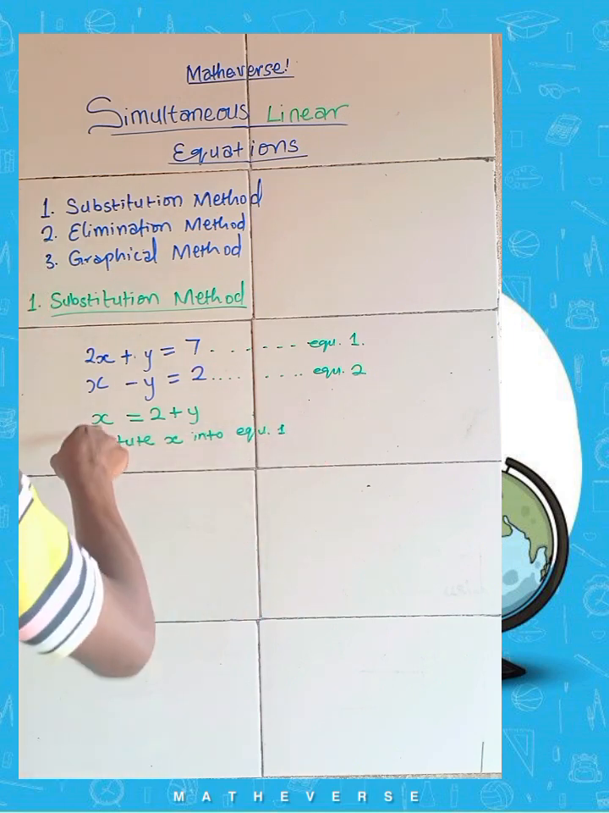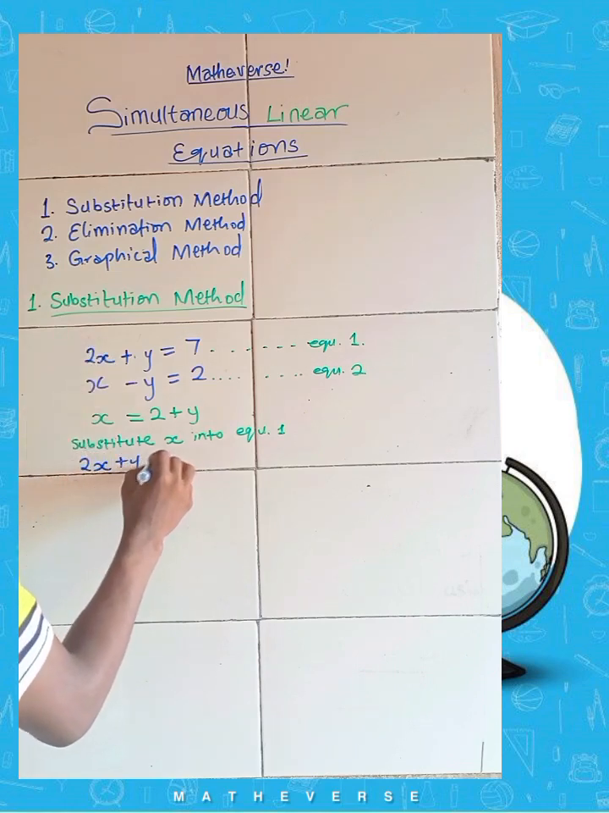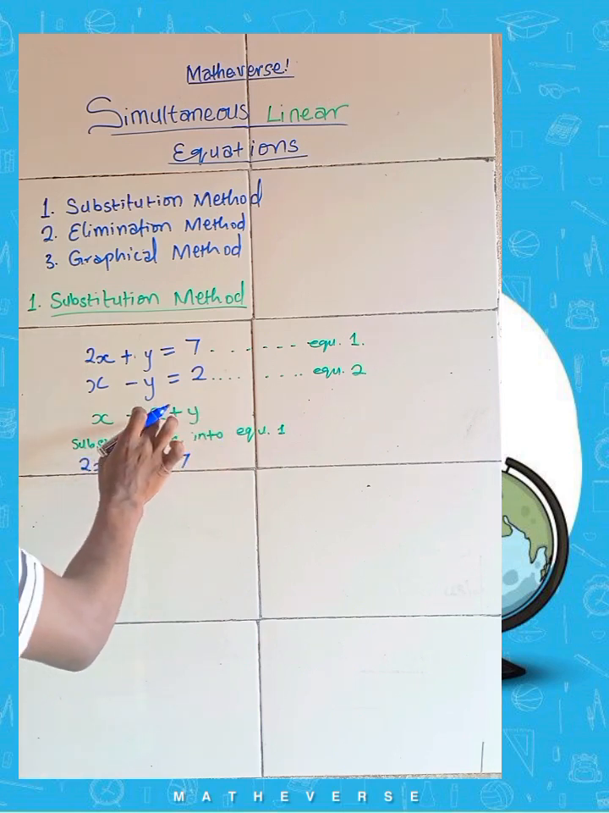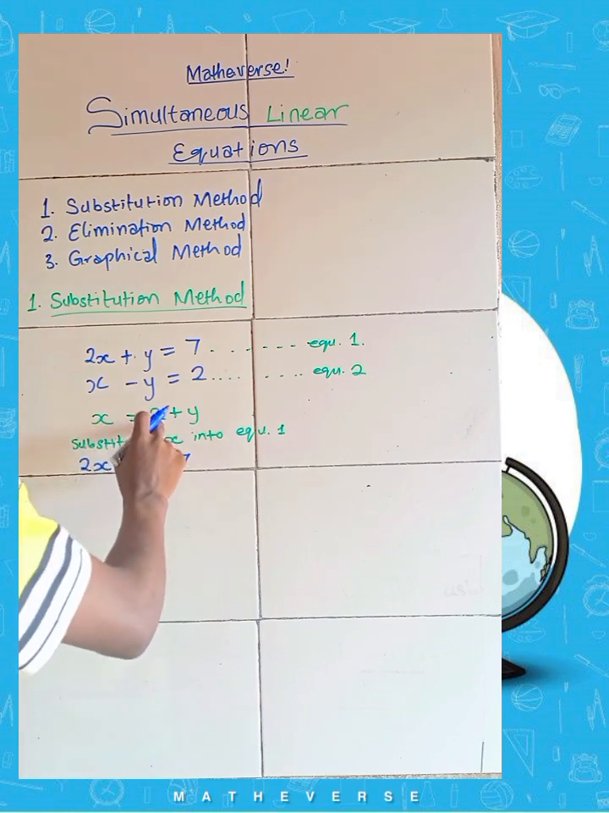Did you see that? This x, substitute it into equation 1. Then you have to carry equation 1 now. Equation 1 is 2x plus y equals 7. Now, what it means is that anywhere you see x, replace it with 2 plus y. Did you get that? Anywhere you see x, replace it with 2 plus y.